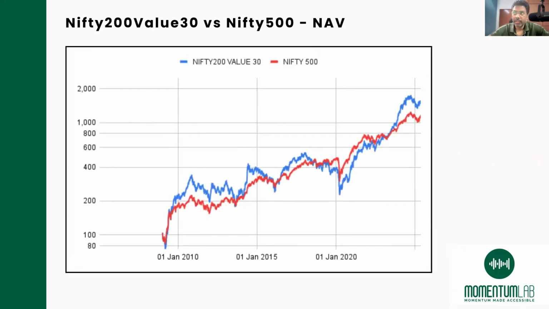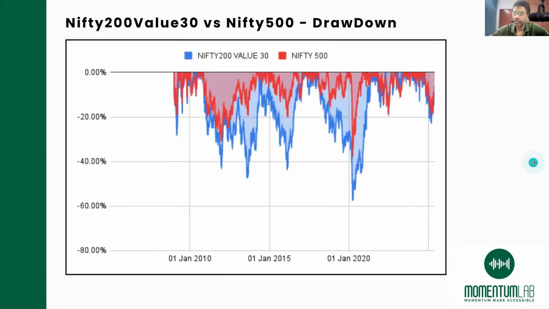Now let's take a look at the Nifty 200 Value 30 and compare its drawdowns. Same. The red colored one is Nifty 500 and the blue colored one is Nifty 200 Value 30. So the same story. The blue colored ones are even sharper than Nifty 500. So you see more brutal drawdowns, frequent drawdowns, and they are also in the range of 40%, 60% as compared to 20 to 30% in Nifty 500.